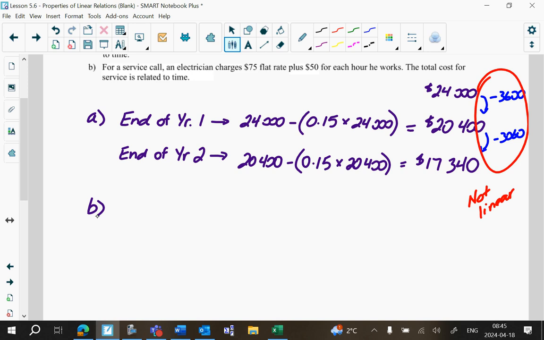Think of it. As soon as he doesn't do any work, he steps in the door. How much? 75. Okay. Then he works for an hour. How much? So 125 total, right? Okay. Then he works for another hour. 175. What's it going up by every time? Right. So for every hour he works, it goes up by 50. That's the very definition of a linear relation.